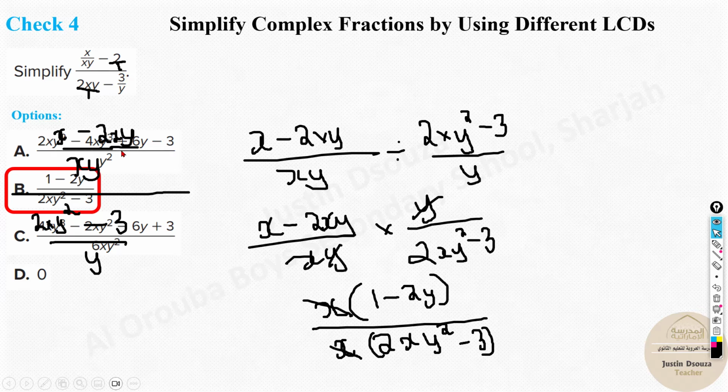It's very simple simplification. Once you know this division, this is something we have studied already in the previous lesson. So only the first part is the tricky one.